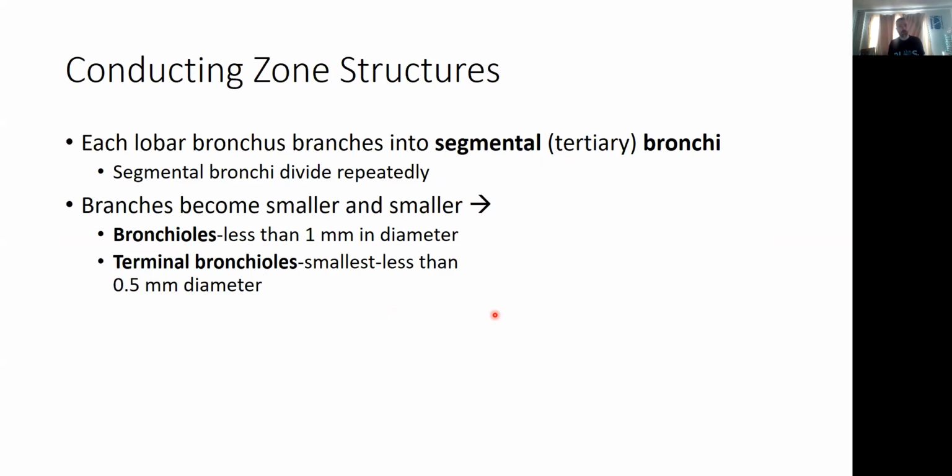From there, we're going to divide from lobar bronchi into segmental bronchi. And these are going to serve, not surprisingly, segments of the lung, and we'll talk about what a segment of the lung is in a little bit. And from segmental bronchi, we enter bronchioles. These are relatively small. They're less than 1 millimeter in diameter. And bronchioles eventually branch into terminal bronchioles, which are less than 0.5 millimeter in diameter. And this is going to be the end of the conducting zone. Everything past these terminal bronchioles is going to be in the respiratory zone.